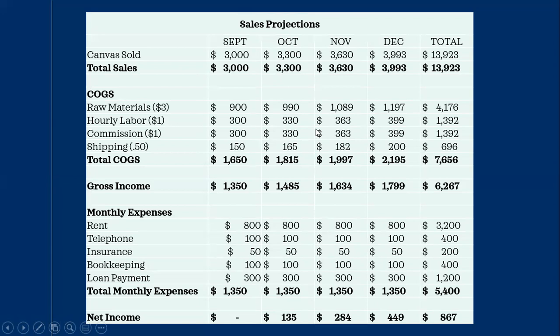What doesn't change, if you notice, is if you go down here in terms of your monthly expenses. Your fixed expenses, your monthly expenses are the same, because no matter if you sell 1,000 of these tote bags or 300, your rent is always going to be $800. And that's one of the things that you want to be able to see in a chart like this.